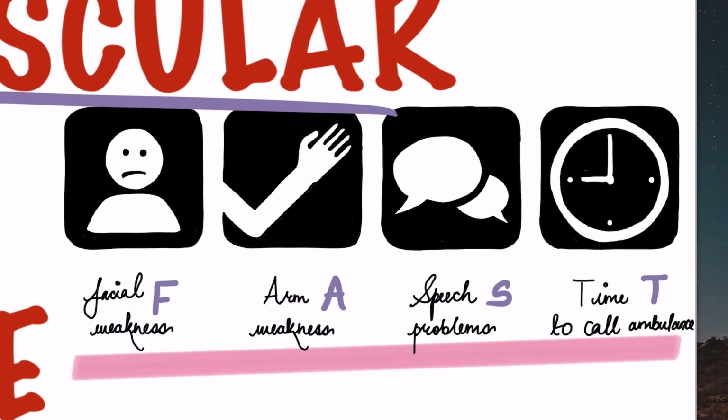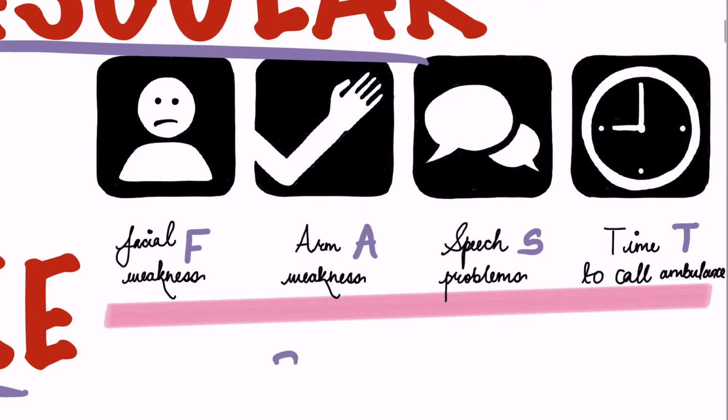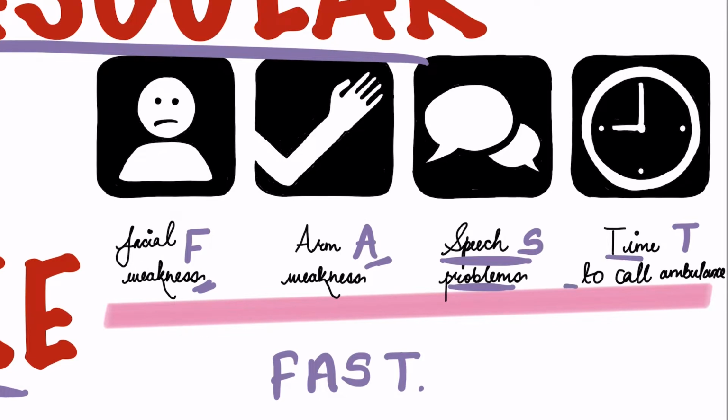Before jumping into the topic, let's talk about the mnemonic FAST. The most common symptom of stroke is facial weakness. F stands for facial weakness, A stands for arm weakness, S stands for speech problems, and T stands for time to call the ambulance.